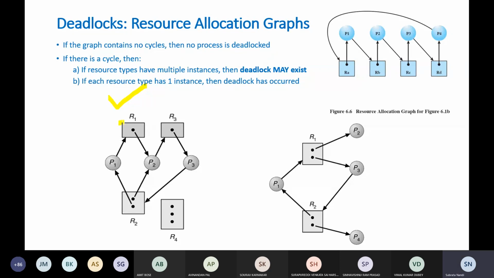There are 4 resource types: R1, R3, R2, and R4. As you can see, different types have different numbers of units, and there are 3 processes which are requesting and also holding some resources. So is this a deadlock situation? Just by visually looking at it, what do you think? Are you getting me? Is this a deadlock situation here?